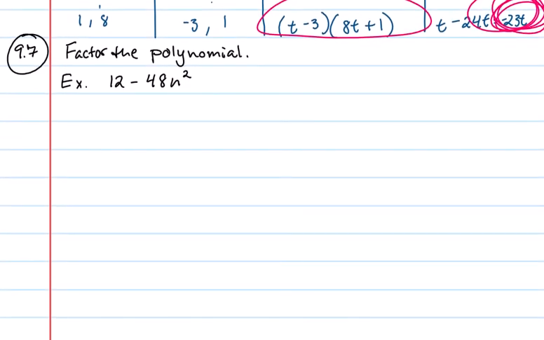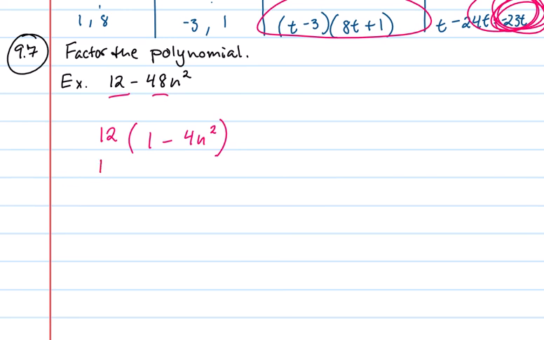Last one here. Section 9.7, factor the polynomial. I want to make these numbers smaller if I can. 12 happens to be a factor of both of them, so let's go ahead and factor out a 12. That leaves me with 1 and a 4n squared. This can be factored further. I see an n squared and I want to factor it further. That is a difference of squares.